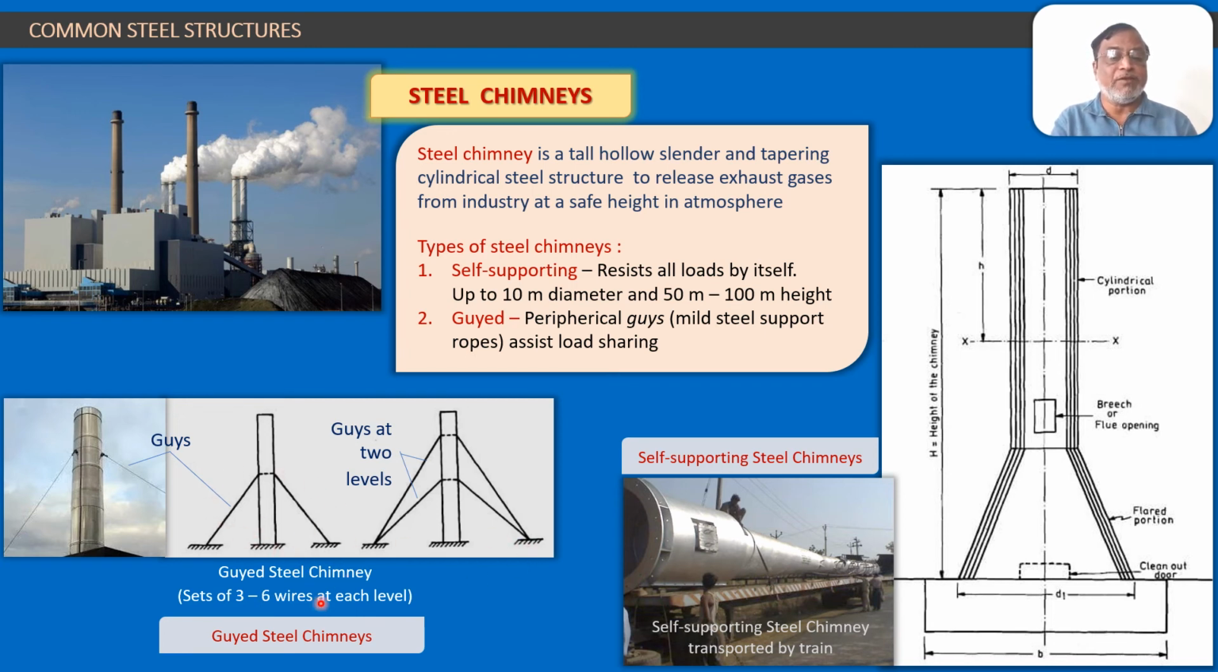There is only one level here. There are two levels here. So these are the examples of guyed steel chimneys. In this way, we can summarize that chimneys can be of two types, self-supporting and guyed chimneys, and both of them are in use in the industry. So this was a brief introduction of steel chimneys.